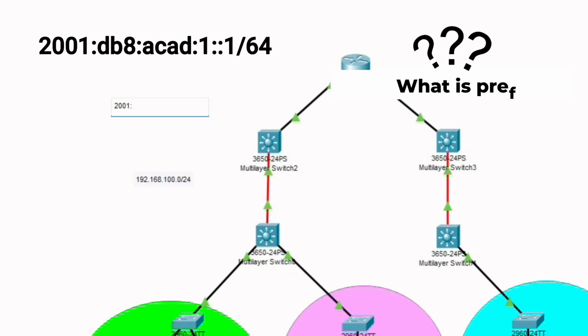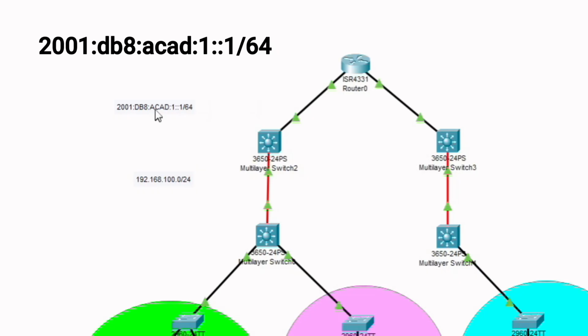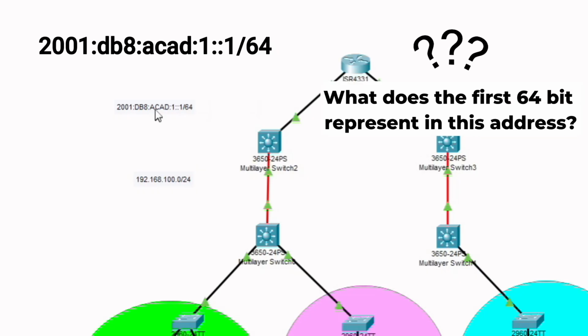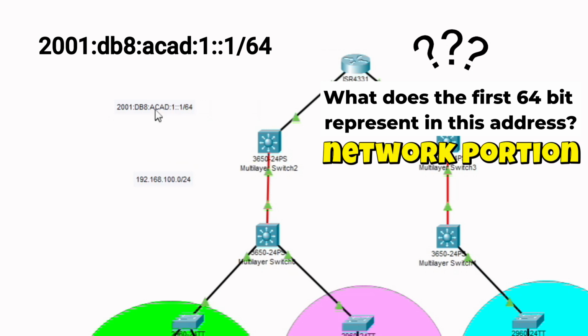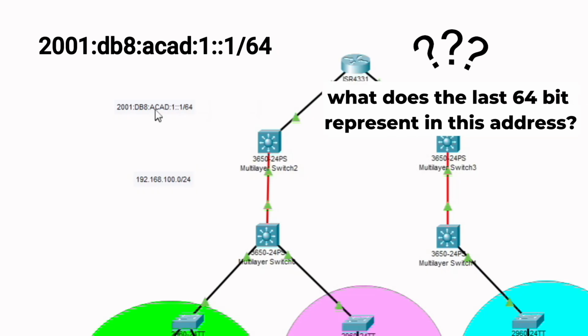Okay, so the global unicast address that we can use is 2001:db8:1:1/64. Okay, review question. What is the prefix 2001 for? This prefix is used for documentation and tutorial purposes, so we can use this in our home lab, but we can't use this when we are in production and if our networks are operational. Okay, another review question. What does the first 64 bits represent in this address? The first 64 bits is the network portion. And another review question, what does the last 64 bits represent in this address? The last 64 bits is the host portion.